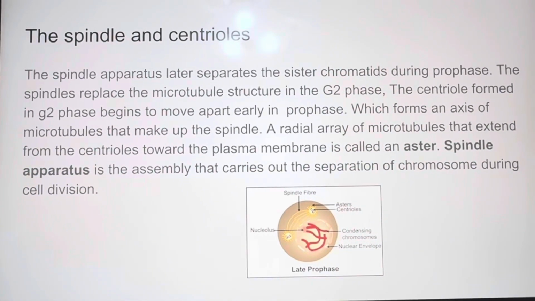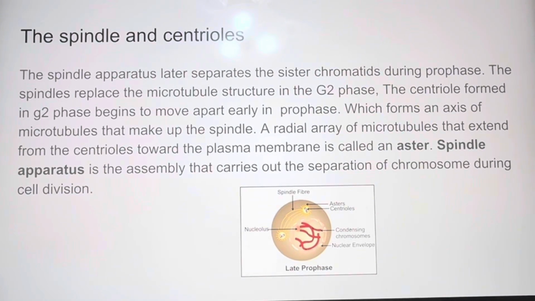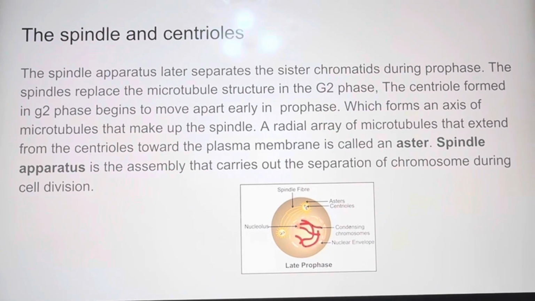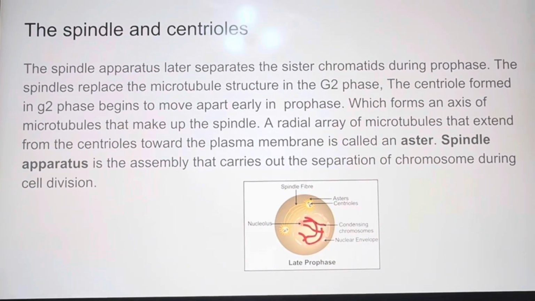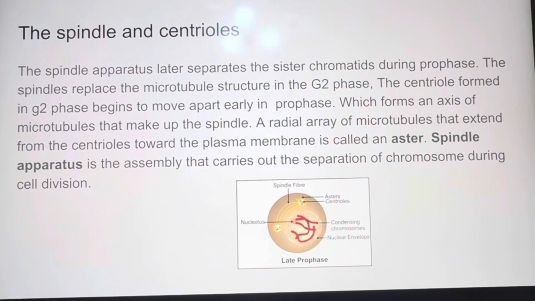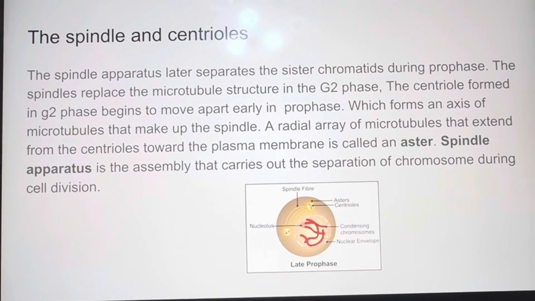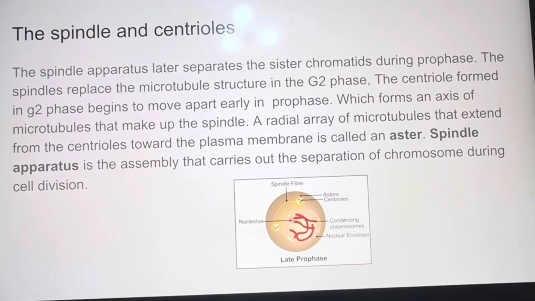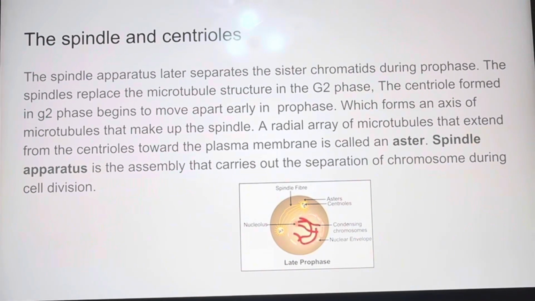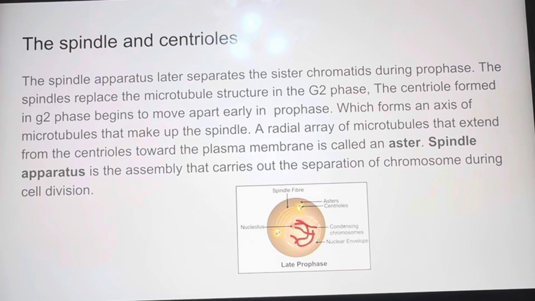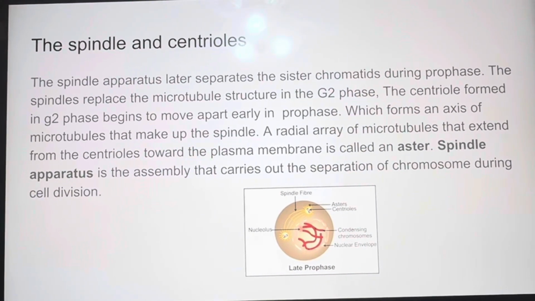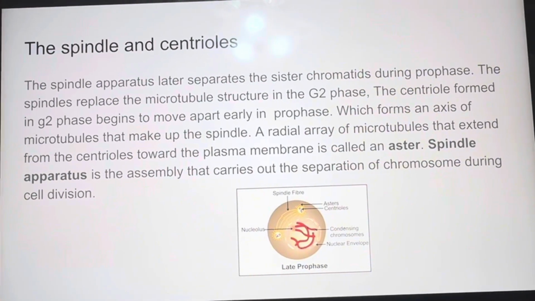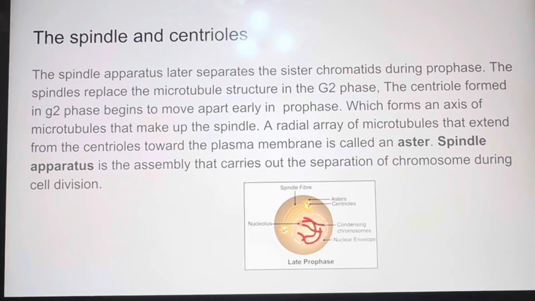The spindle and centrioles. The spindle apparatus later separates the sister chromatids during prophase. The spindle replaces the microtubule structure of the G2 phase. The centrioles formed in G2 phase begin to move apart early in prophase, which forms an axis of microtubules that make up the spindle. A radial array of microtubules that extend from the centrioles towards the plasma membrane is called an aster. The spindle apparatus is the assembly that carries out the separation of chromosomes during cell division.